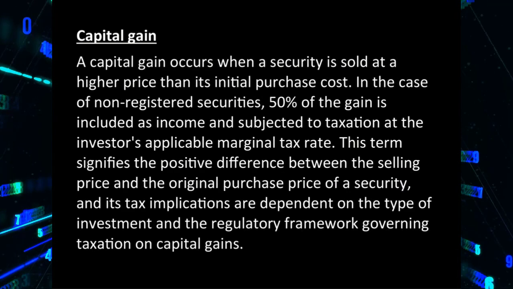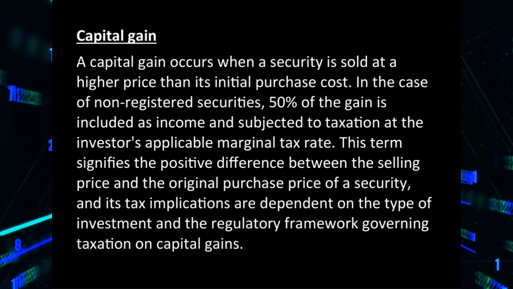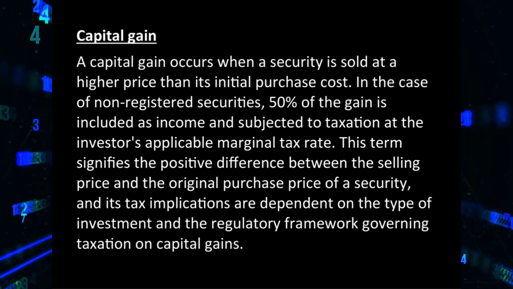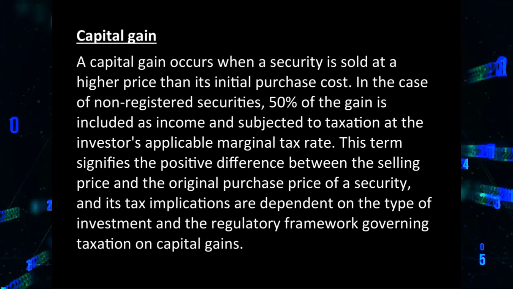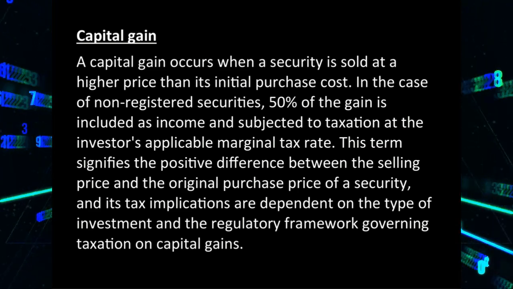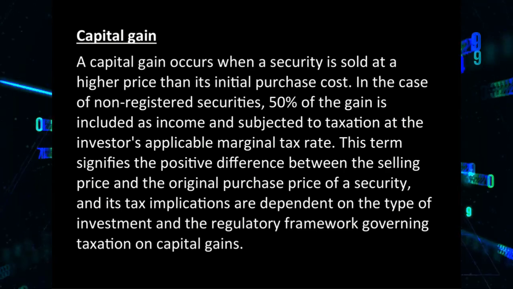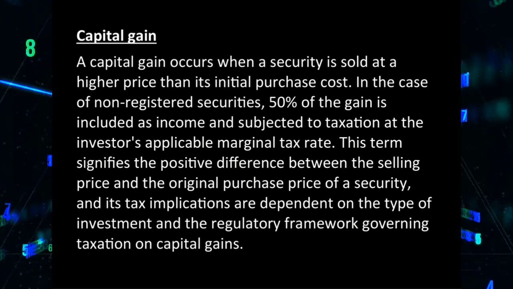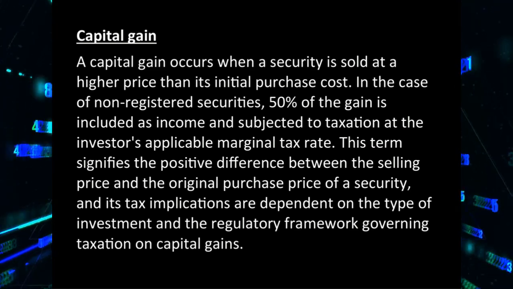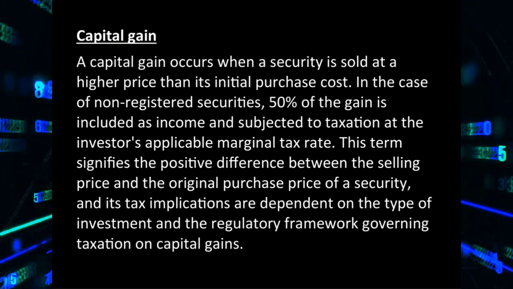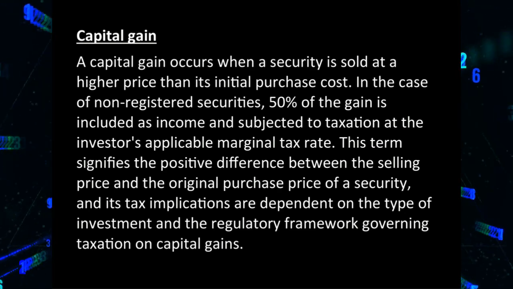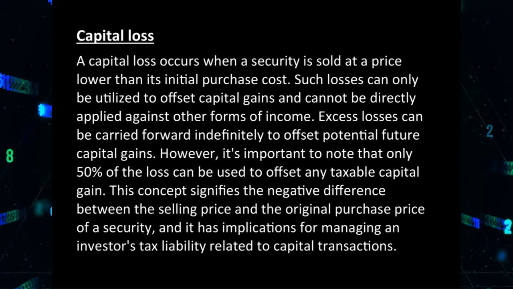Capital gain. A capital gain occurs when a security is sold at a higher price than its initial purchase cost. In the case of non-registered securities, 50% of the gain is included as income and subjected to taxation at the investor's applicable marginal tax rate. This term signifies the positive difference between the selling price and the original purchase price of a security, and its tax implications are dependent on the type of investment and the regulatory framework governing taxation on capital gains.